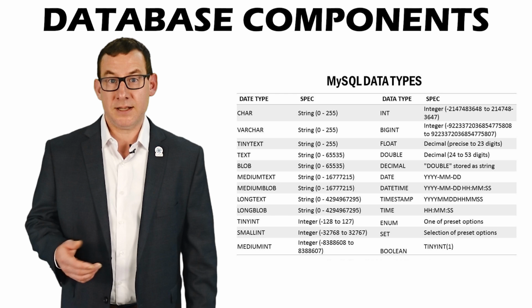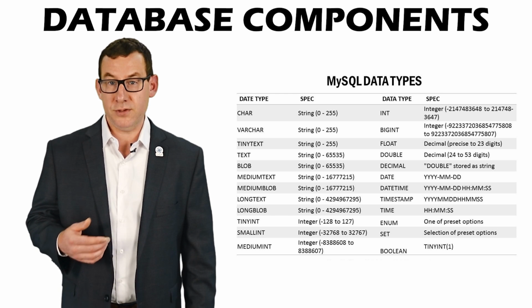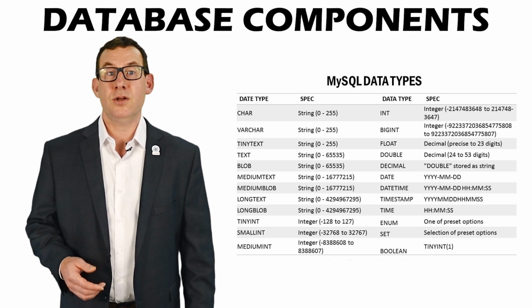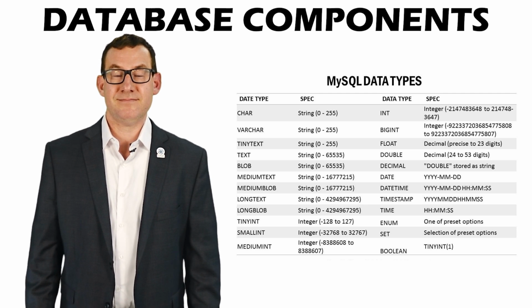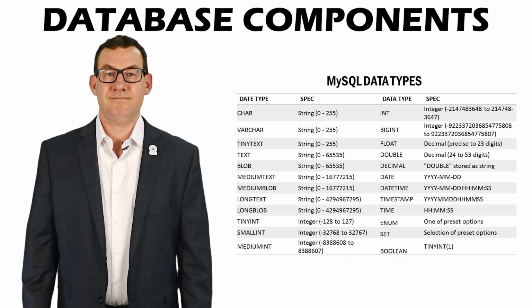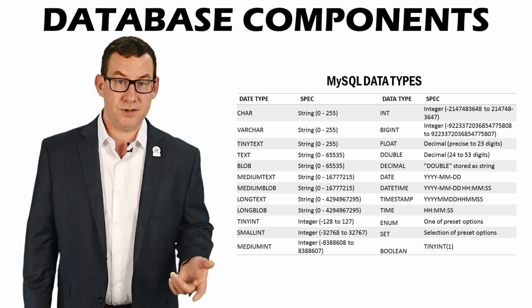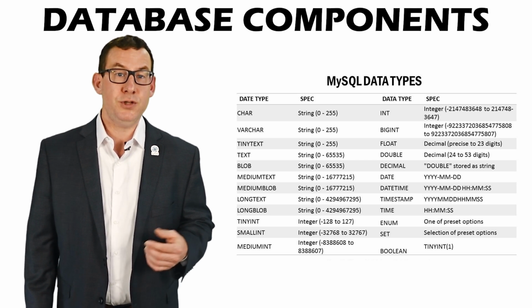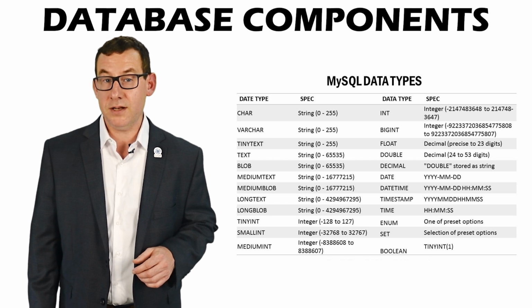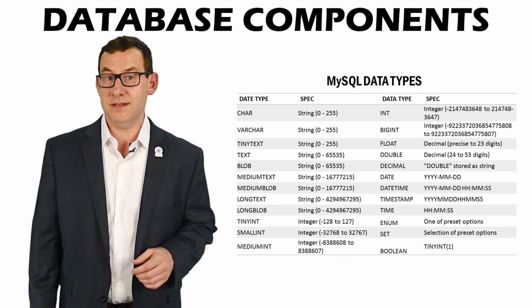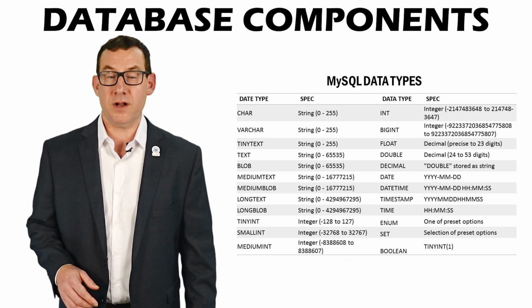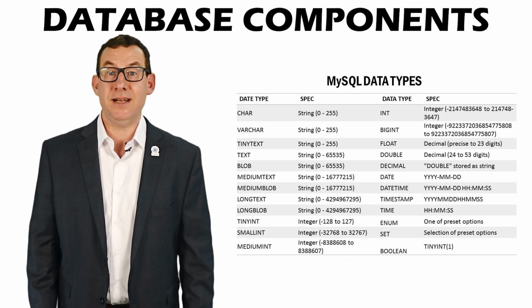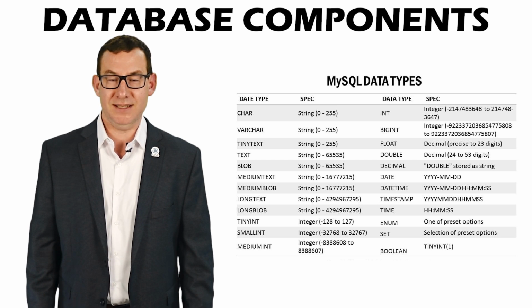Short integers can contain values from negative 32,768 to 32,768. Long integers can contain values from negative 2,147,483,648 to 2,147,483,647.